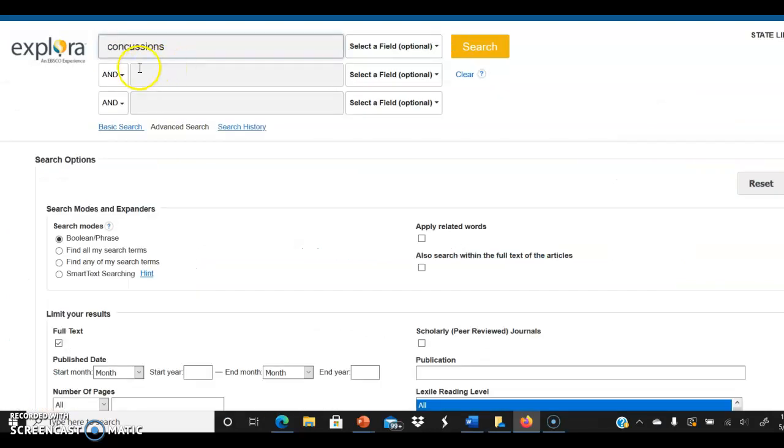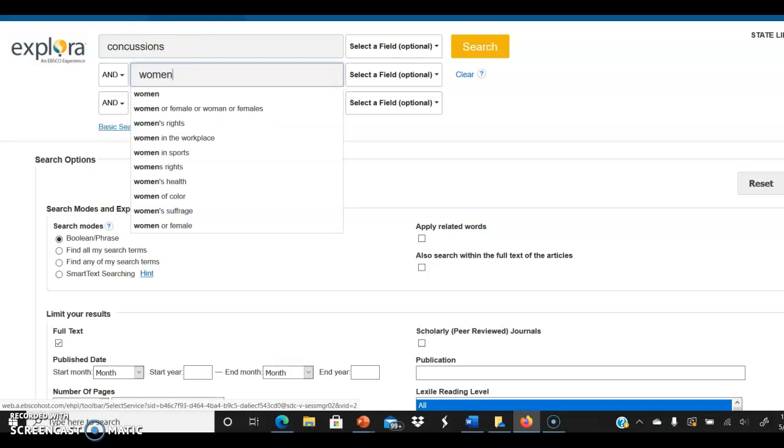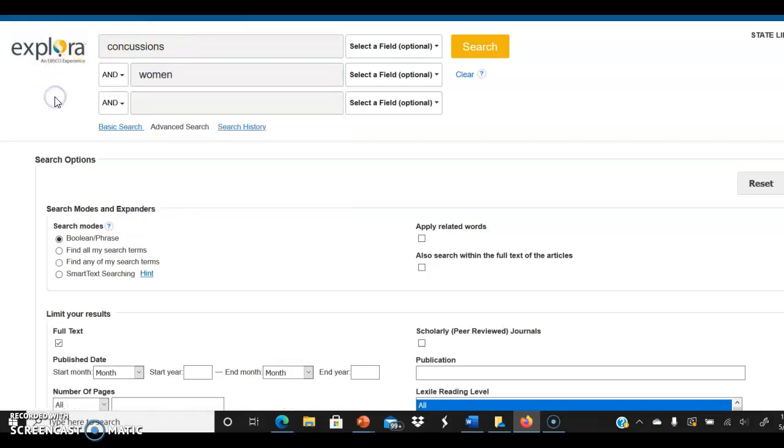And we have concussions. And over here, we're able to use Boolean phrases. Boolean is such a fun word to describe these three words, and, or, and not, that help us expand or make smaller our search results. So concussions and women will show us only results that have both. So it will make it smaller.